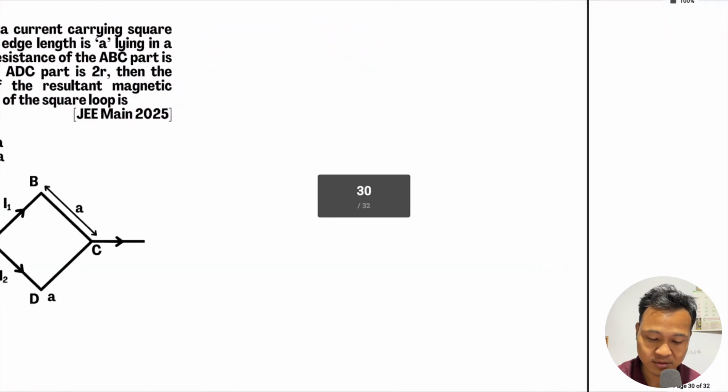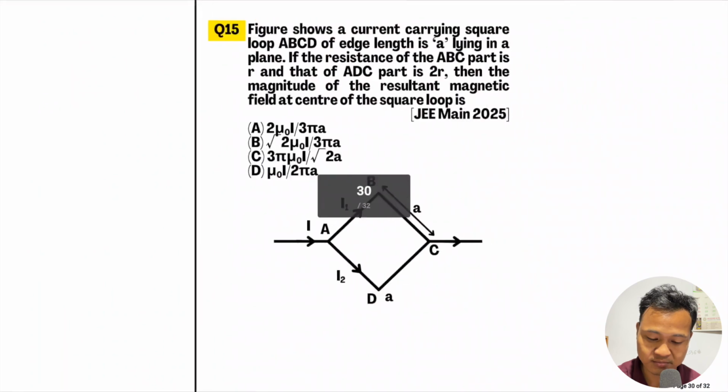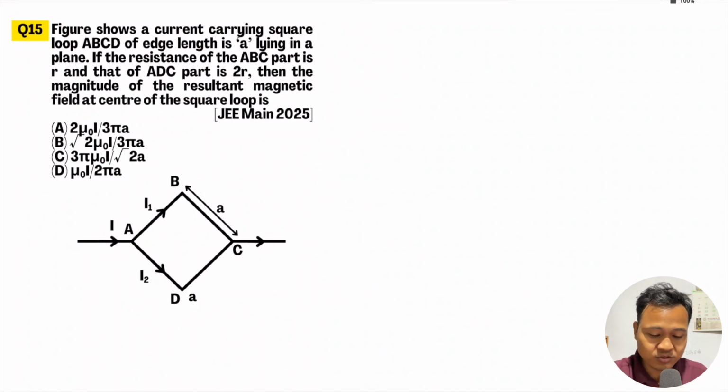Okay, how many do we have more? I think this is the last one. So the figure shows a current carrying square loop ABCD. Its length is A. If the resistance of the part ABC is R and that of the part ADC is 2R, then find the magnitude of the resultant magnetic field at the center.